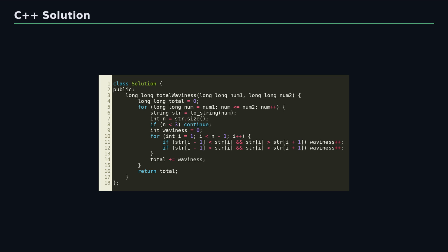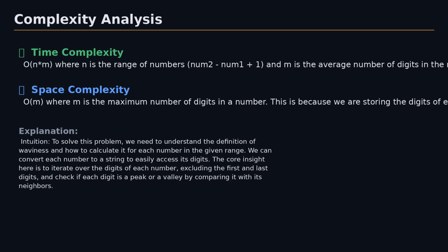We initialize a variable waviness to store the waviness of the current number. We then iterate over the digits of the number, excluding the first and last digits, using another for loop. Inside this loop, we check if the current digit is a peak or a valley by comparing it with its neighbors. If it's a peak or a valley, we increment the waviness count. After the inner loop, we add the waviness count to the total waviness. Finally, we return the total waviness.